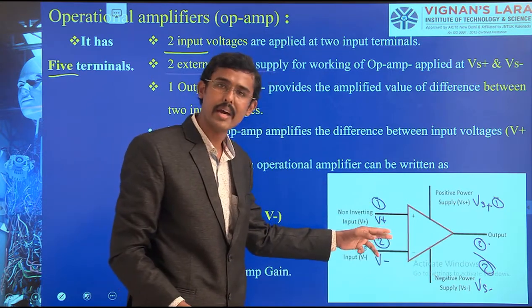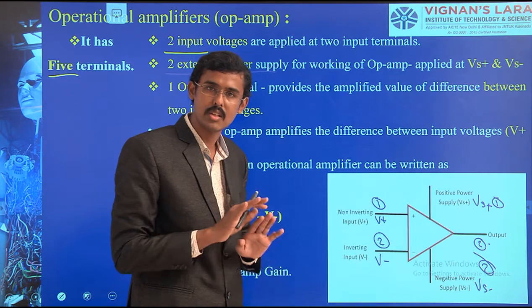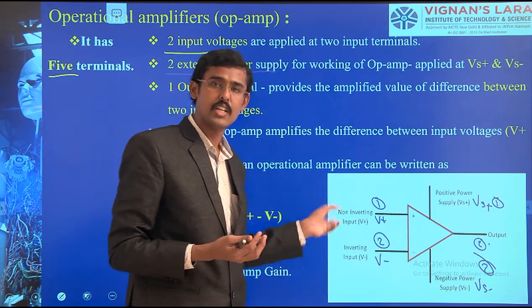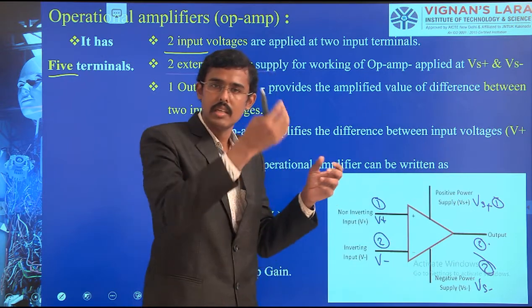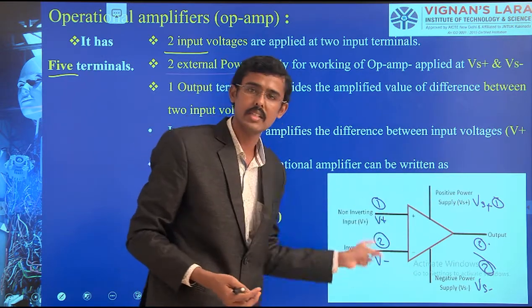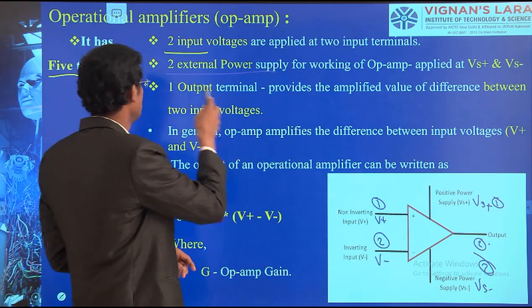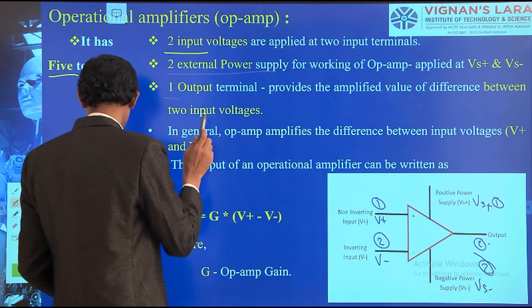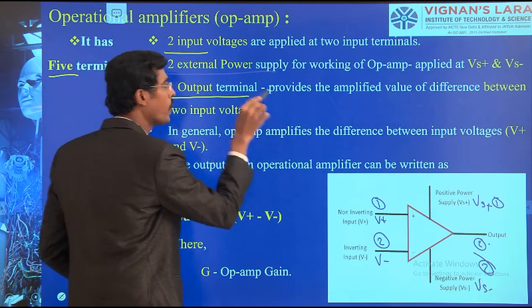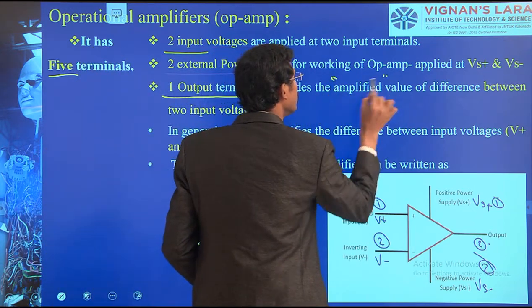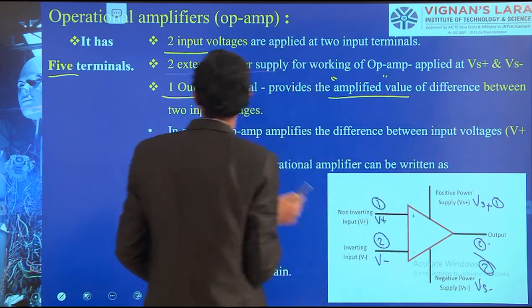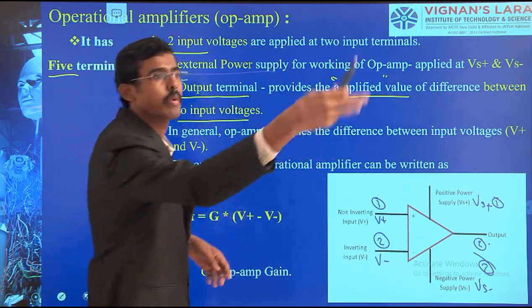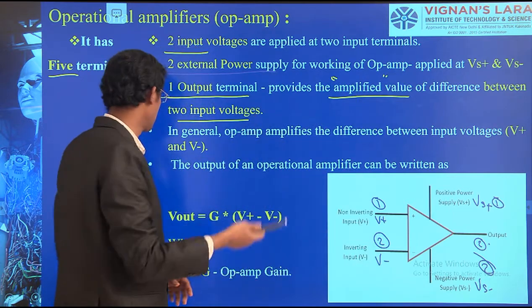This is to be compared. It is not a positive, it is not a negative. I am just comparing the difference between them and whether it is to be amplified or reduced. Those things will be done by this amplification process. So finally we have one output terminal, which provides the amplified value of the difference between these 2 input voltages. The difference only it is providing. It will not provide minus values. Something you should understand here.